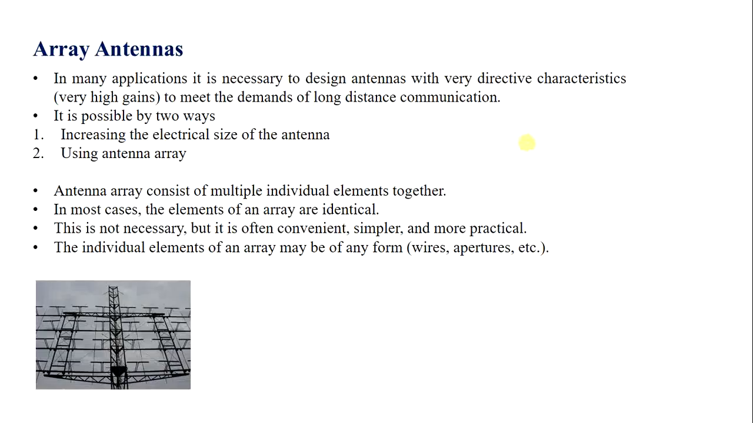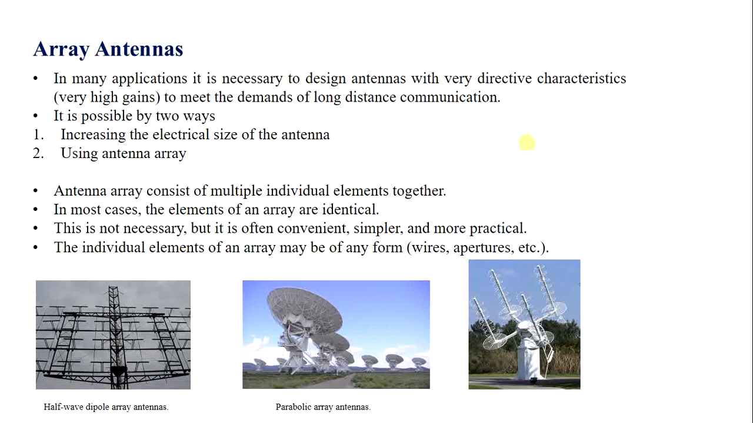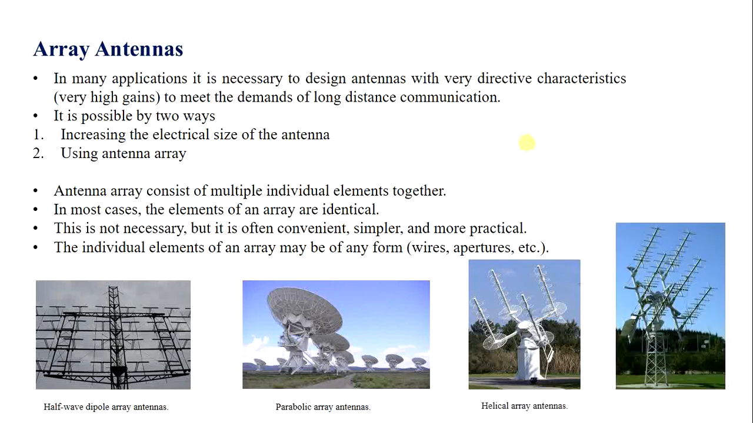The individual element of an array may be in the form of wires or apertures. You can see in the figure the array of half-wave dipole antennas is shown. The second figure shows you the parabolic array antenna. The third figure shows you the helical array antenna. And the fourth figure is showing the turnstile array antenna. So you can see over here multiple single element antennas clubbed together in order to form the array of antenna.